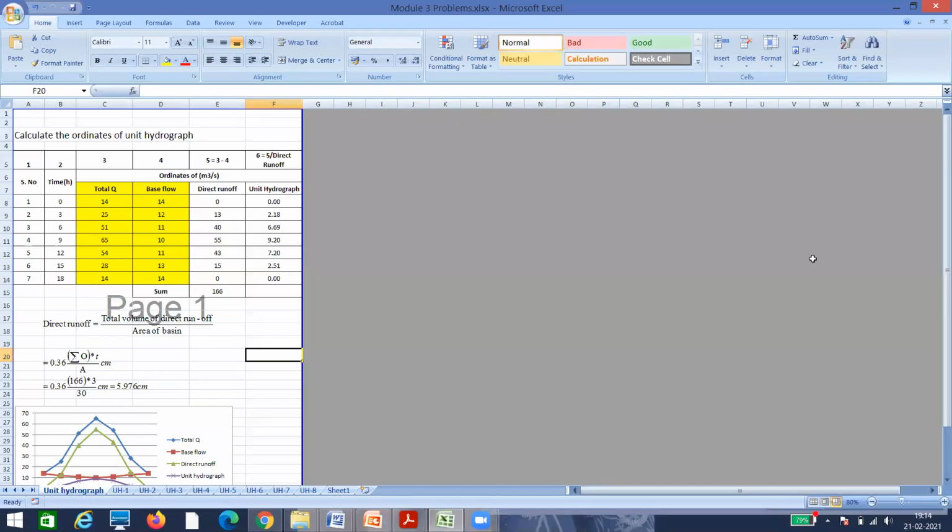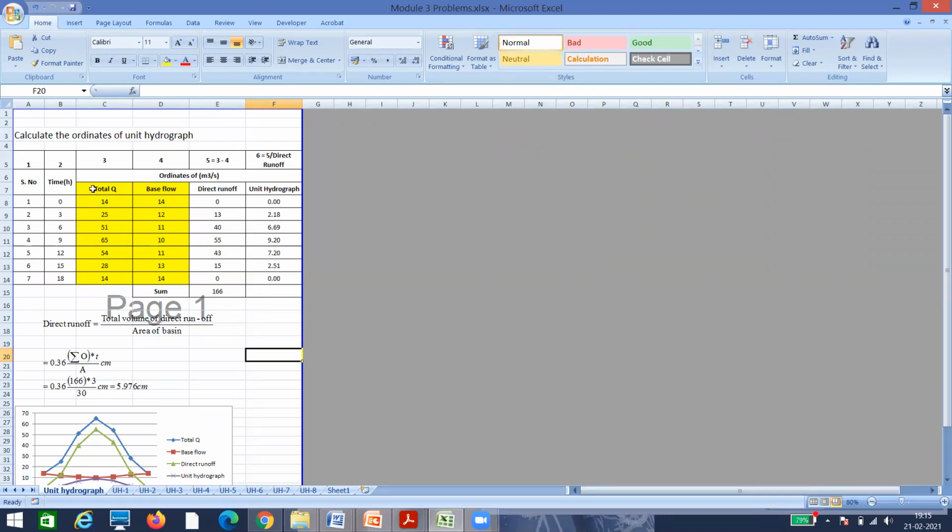Hello all. Today we'll be discussing some of the problems of unit hydrograph. We start with the simplest problem and then go to a little complex problem. So the first problem is how to derive a unit hydrograph from a given discharge and base flow data. Generally, most of the problems are in tabular column and you have to calculate values in the tabular column. A figure gives a good representation, but it is not mandatory.